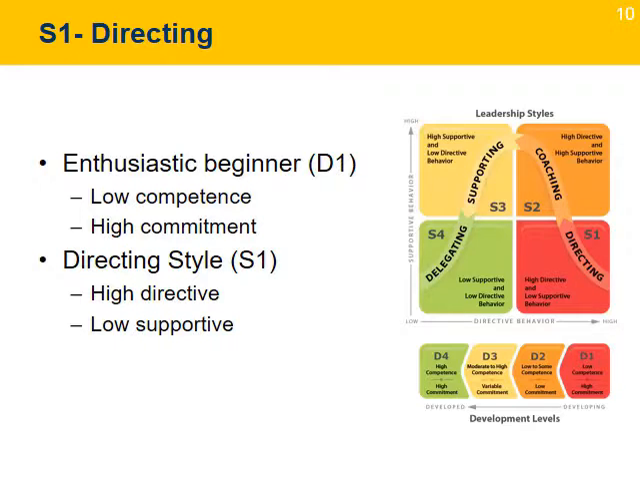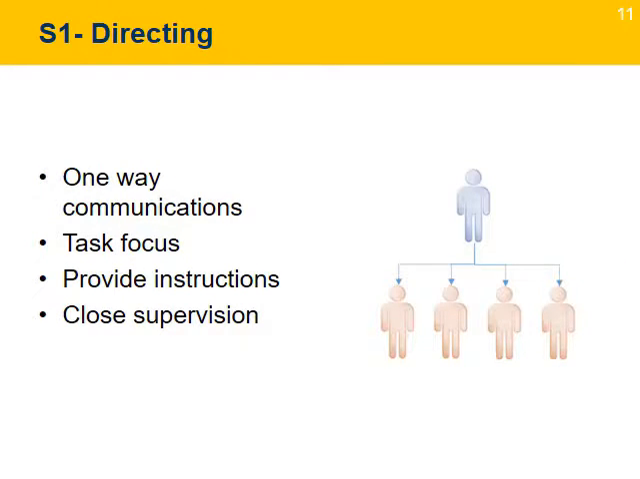The directing style is used when the team member has low competence but high commitment. In this situation, the leader will use the directing style that is characterized by high directive but low supportive behaviors. In this style, the project leader focuses communication on achieving the task, giving instructions, and providing close supervision. Decisions and instructions are provided by the leader. It is an autocratic style focused on tasks and not on relationships. The project leader defines the roles and tells them what, when, where, and how to do the task. Communication is one way from the leader to the team.